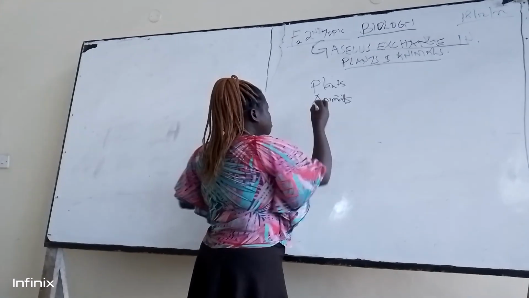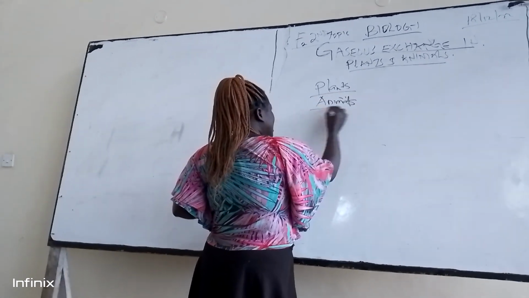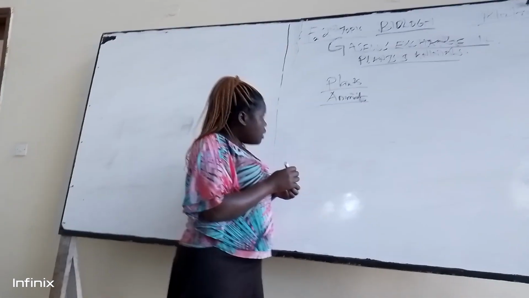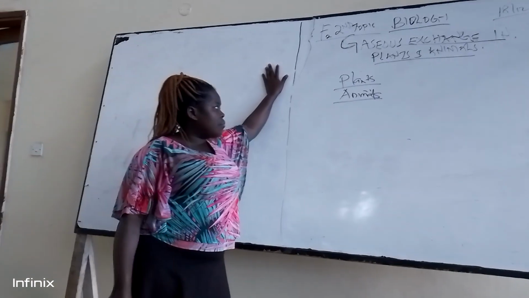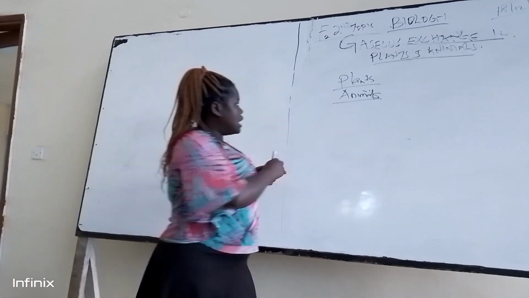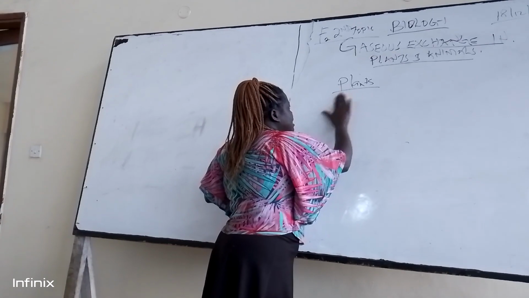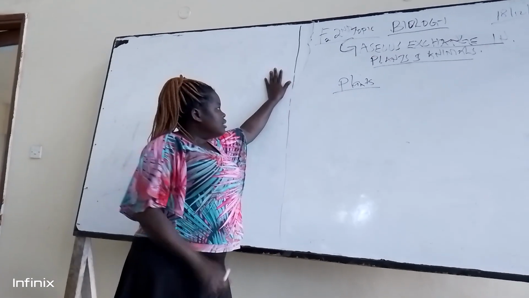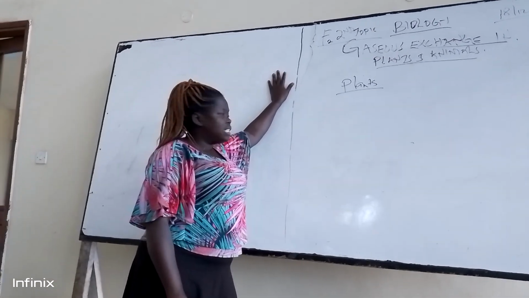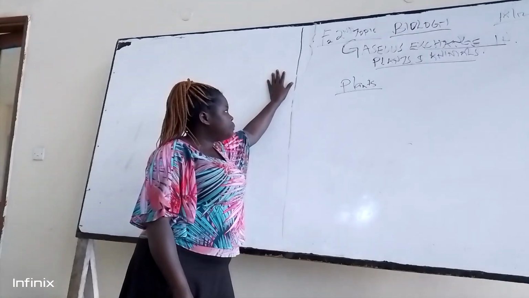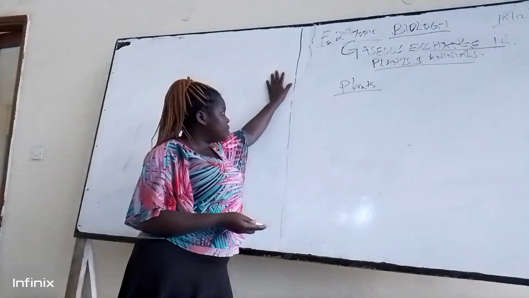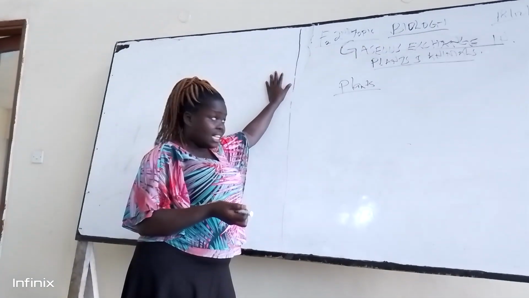We have gaseous exchange in plants, and we have gaseous exchange in animals, and they differ. Because the topic is a broad topic, I'm going to start with gaseous exchange in plants: the exchange of CO2 and oxygen in plants specifically.